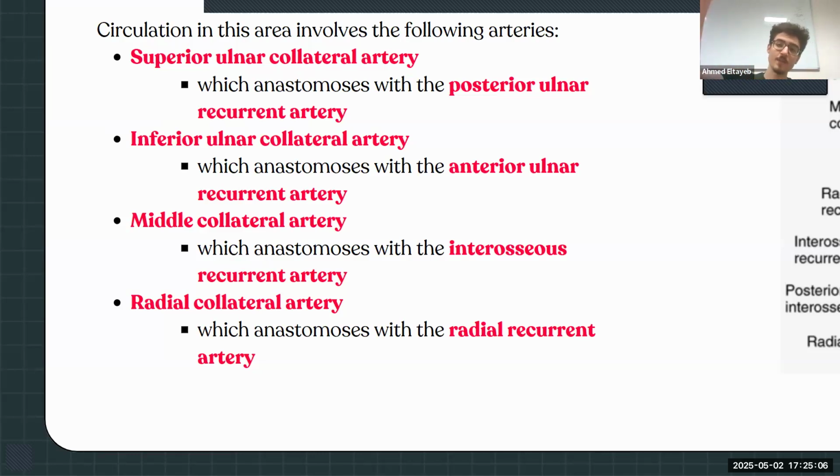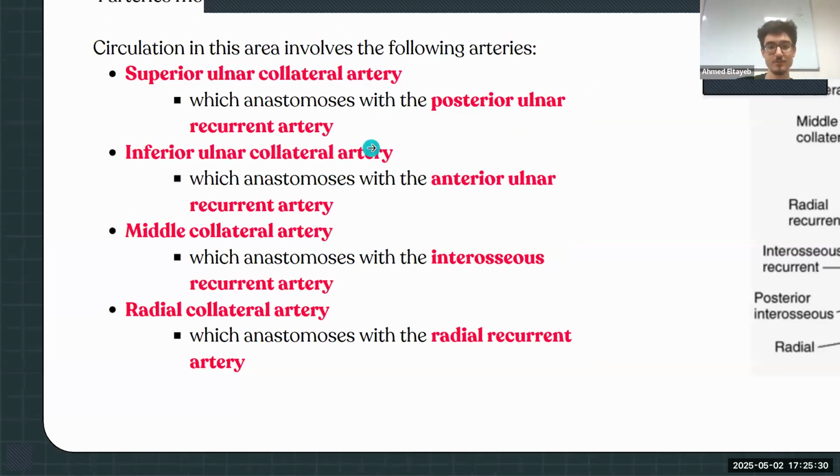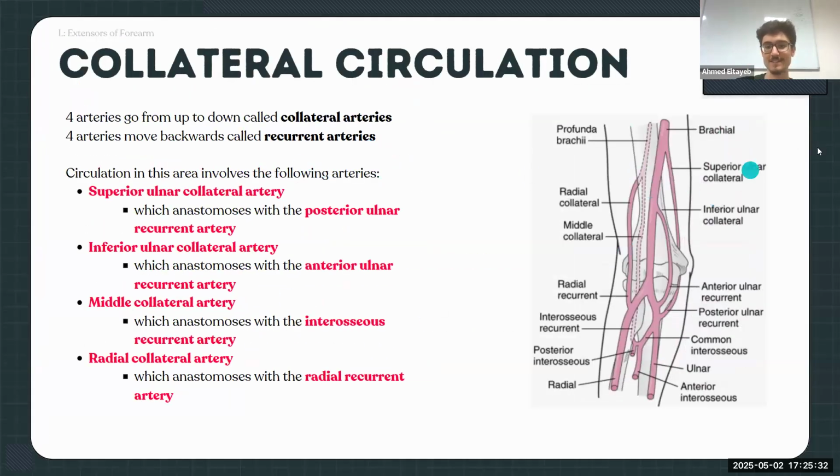The other two are on the other side. So we're going to have the radial collateral, which will anastomose with our radial recurrent. Right? And then our middle collateral will anastomose with our interosseous recurrent. All of the collaterals coming from the arm will go up and down, while the recurrents coming from our forearms will only go up. Perfect. I hope this concept got through.